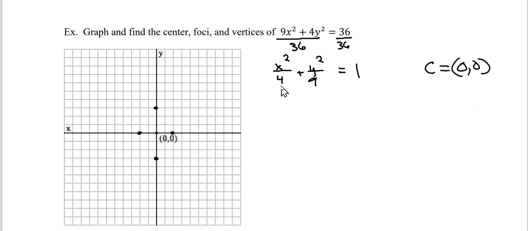That's really it. Those came from under x, I have 4. So that means the square root of that is 2. That's the distance from the center out to the vertex. Under the y, vertically, I'm going to go 3. The square root of that, 9. This is my ellipse.